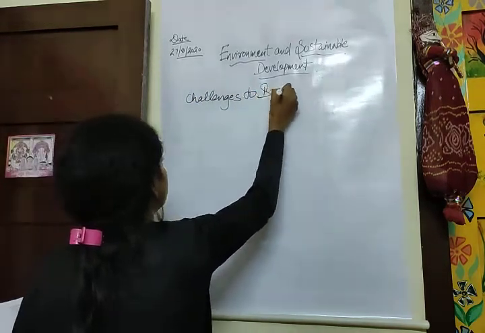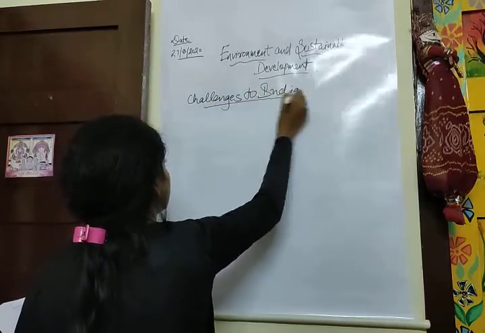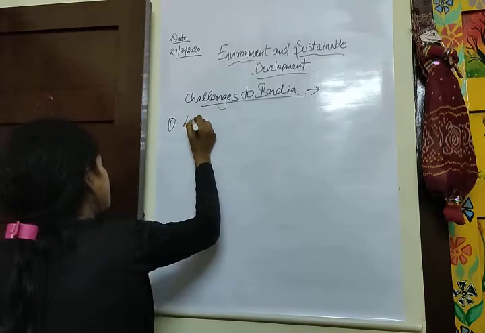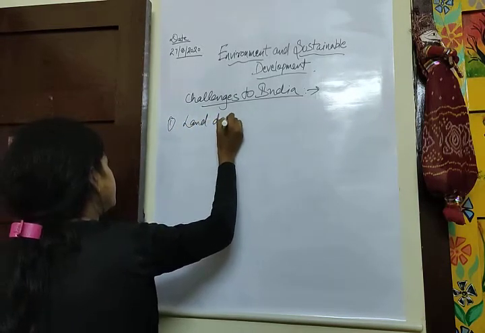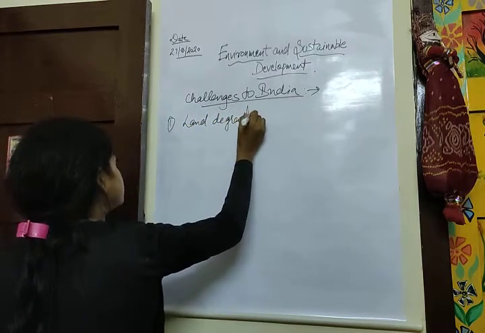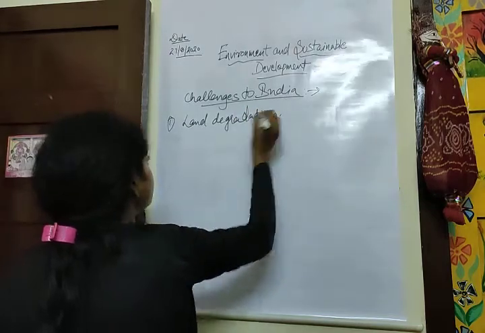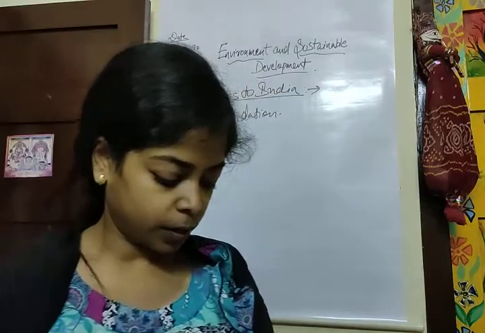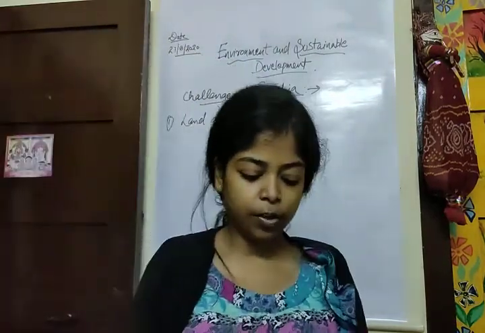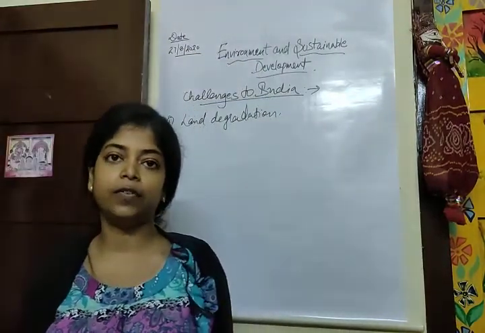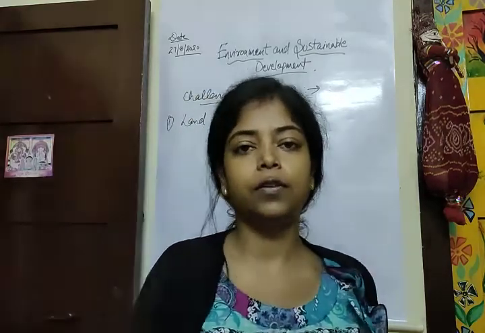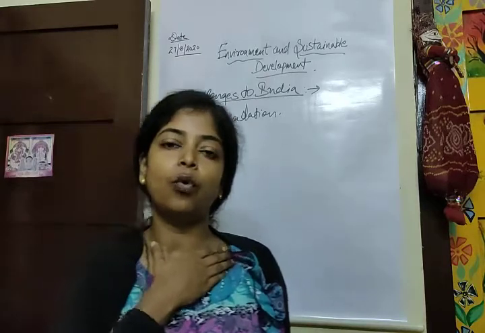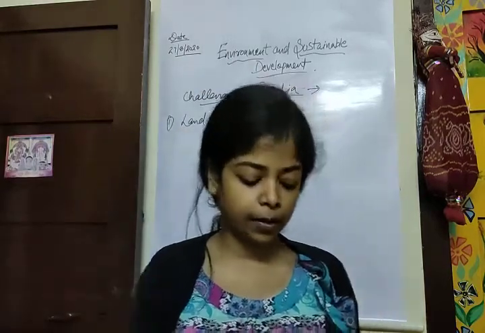To India. What are the challenges India is facing due to global warming? The first is land degradation. Due to global warming, the quality of land is degraded day by day. Land degradation refers to the declining of the overall quality, when the land loses its fertility or quality and the capacity of holding water.